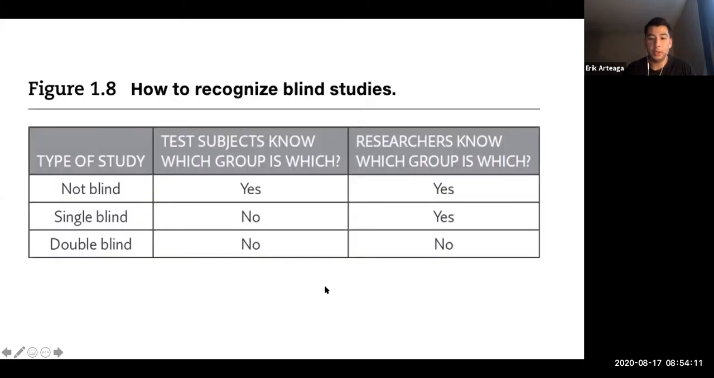All right, there's a nice little chart that shows you single blind versus double blind. Not blind: both test subject and researchers know about the treatment and what they're receiving. Single blind: the test subjects don't know anything, whereas the researchers do know. And then you have a double blind, right? Both researchers and test subjects don't know what is going on, okay? And remember, the double blind is to remove that bias from the researcher.